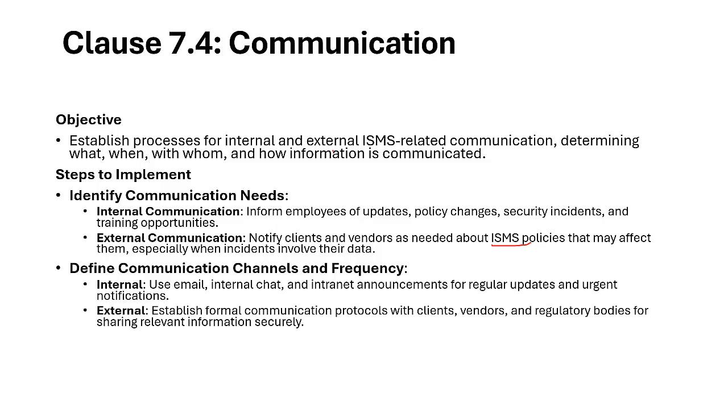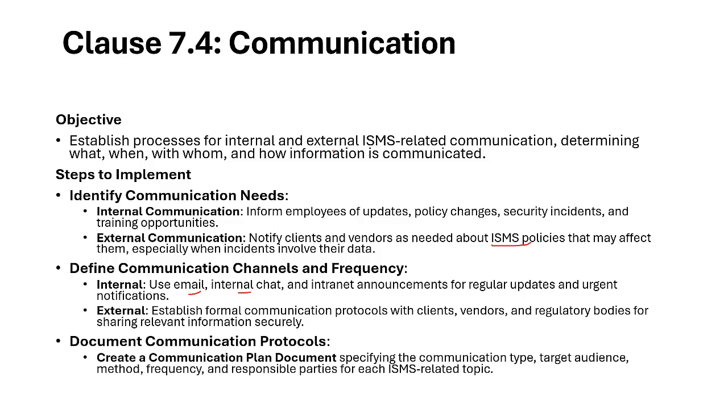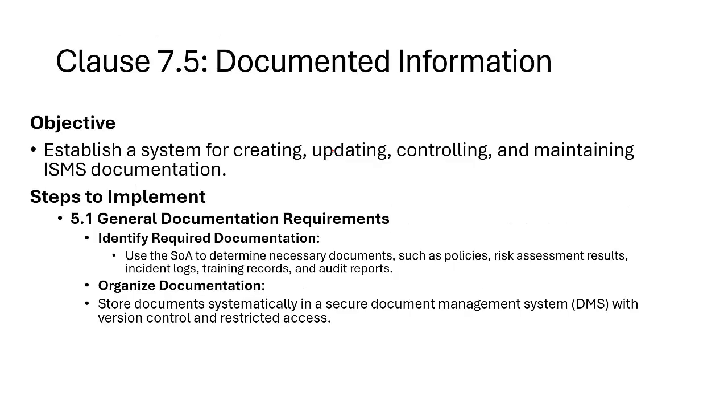So like for the internal, you use email, internal chat. For external, you use some kind of emails and all that. So you have to document that as evidence. So you have to create a communication plan document, because it's also part of an audit. So that is the document we need. Okay. Now next is 7.5, documented information.